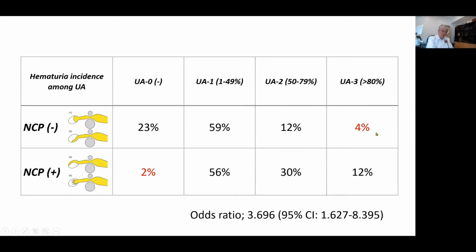4% of the patients with negative CT findings of Nutcracker showed category 3 persistent hematuria, while persistent hematuria was seen in 12% of patients with positive CT findings. Hematuria was absent in only 2% of the patients with positive CT findings, while hematuria was absent in 23% of the patients with negative CT findings. This difference was statistically significant.